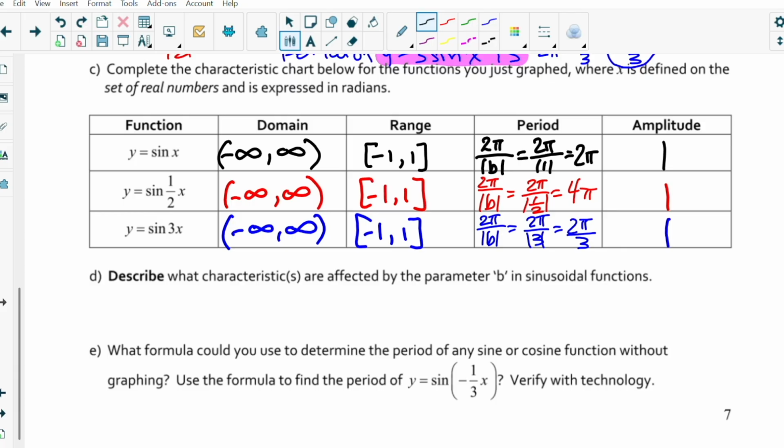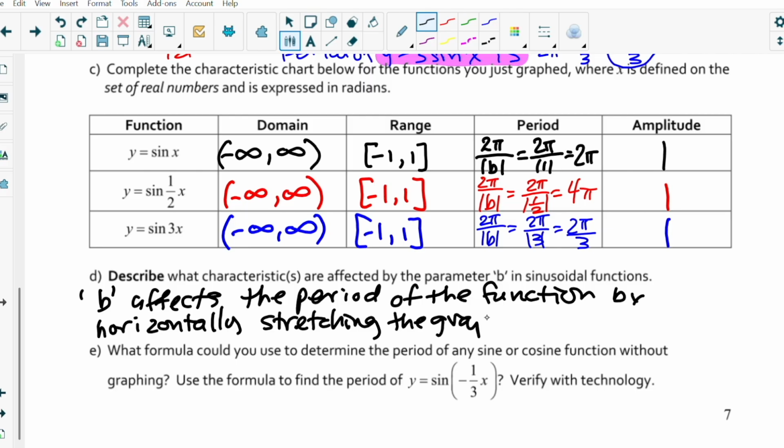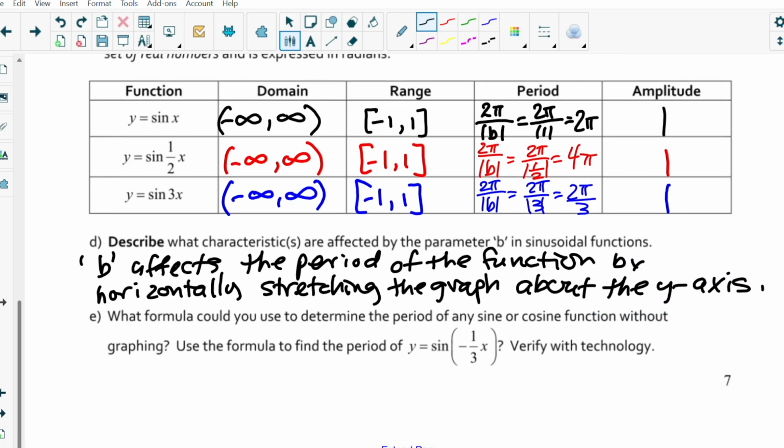Describe what characteristics are affected by the parameter b in the sinusoidal function. So b affects the period of the function by horizontally stretching the graph about the y-axis. Okay, and that's it. So again, nothing new.